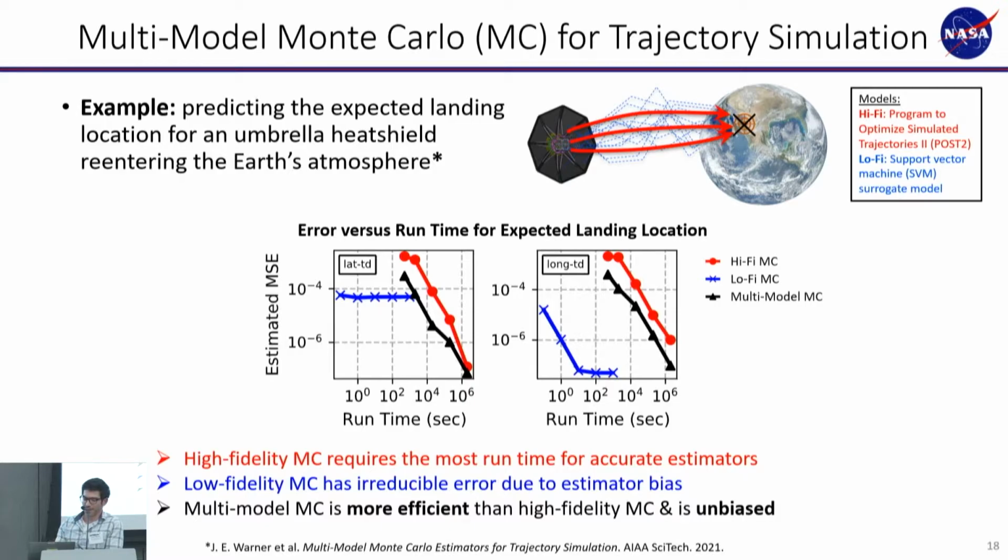The low-fidelity Monte Carlo has an interesting behavior, where you have an irreducible error once you get to some point. And that's because the surrogate model itself has error associated with it. It's not a true reflection of the high-fidelity model. So you reduce the error really fast, but then you plateau and you can't reduce the error any further as you increase the amount of resources. And then the multi-model approach is both more efficient than high fidelity, and it's also unbiased. You see we continue to converge with that black line. And on this log-log scale, in a lot of cases, we're getting about an order of magnitude improvement in computational efficiency.